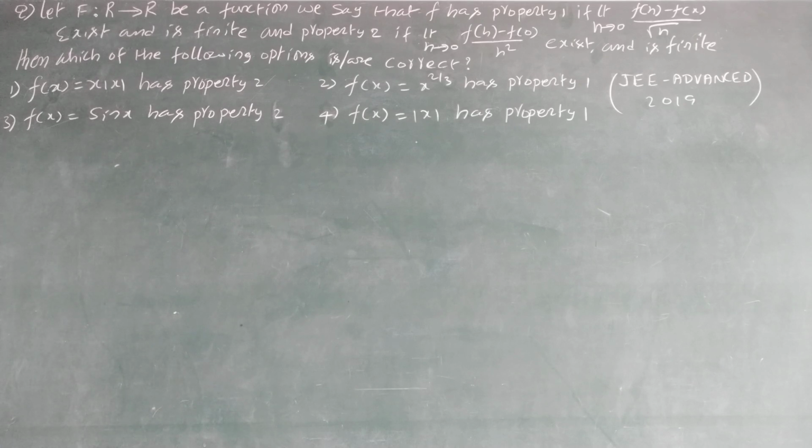The first option, f of x is equal to x mod x, has property 2. Second option, f of x is equal to x power 2 by 3, has property 1. Third option, f of x is equal to sin x, has property 2. And fourth option, f of x is equal to mod x, has property 1.